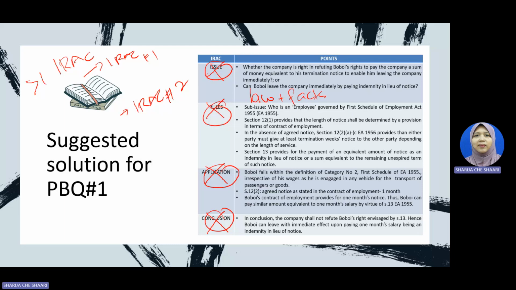In these circumstances, then you conclude. Here you can say that the company shall not refute Boboy's right, because Boboy has paid the company 1 month's notice, being an indemnity in lieu of notice, as stated by the contract of service. So that's all for Boboy.